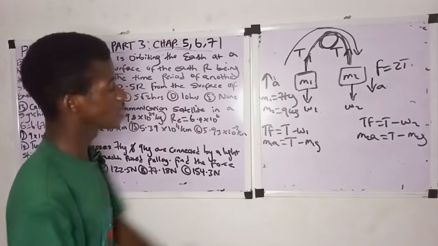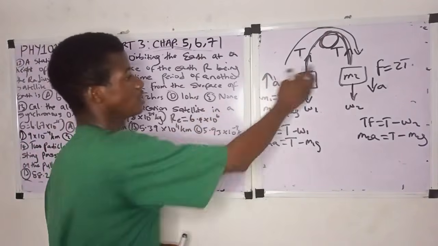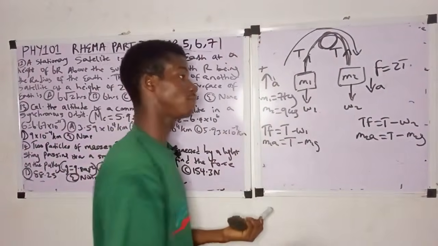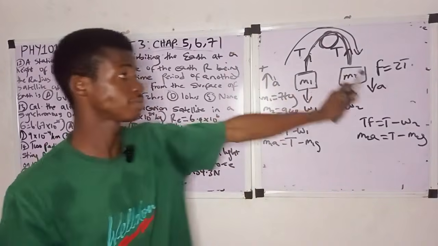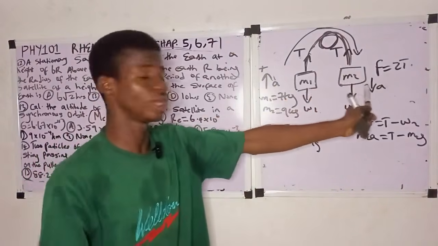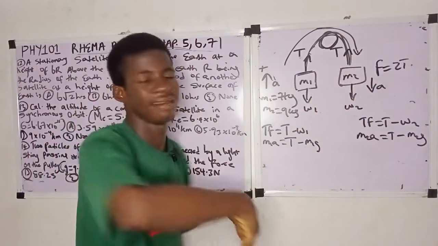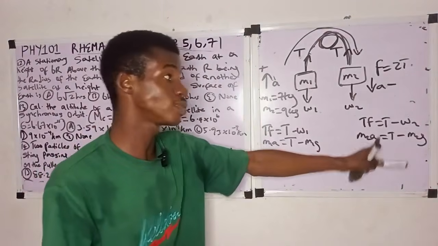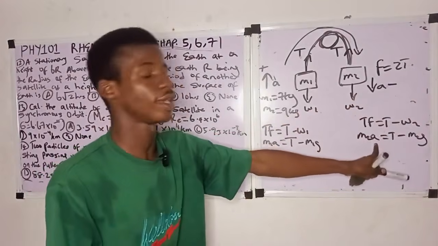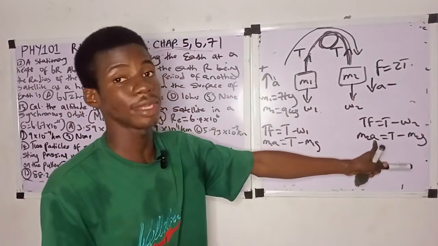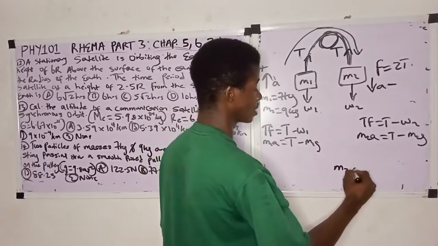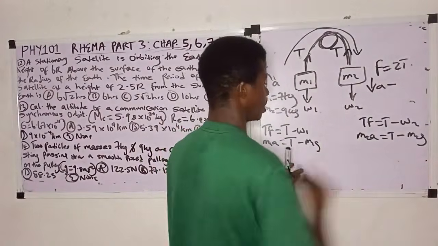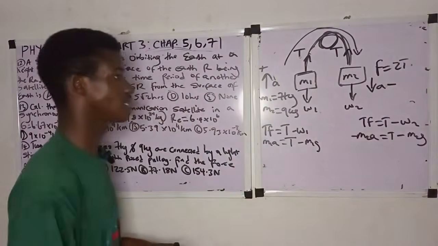Yes, but we are not done yet. Now the acceleration here, look at it. The acceleration of M1 is going upward, positive, the positive y direction. Then where is the direction of motion of M2? The acceleration is going downward, so the acceleration is negative, acting on M2. Since it's negative, minus A times M2 gives us minus M2A. So therefore, here will be minus M2A.